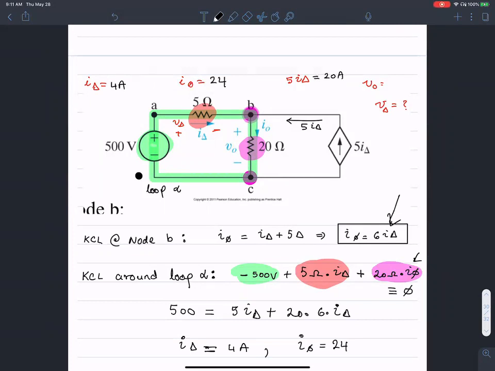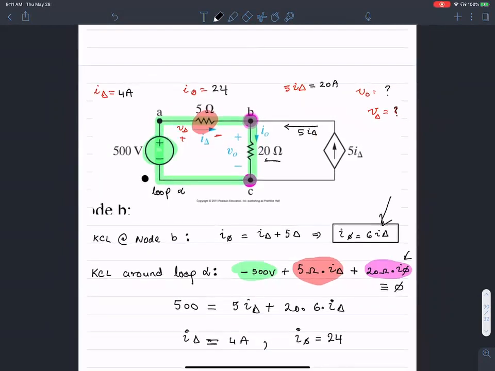Once we have that, I should be able to calculate the value for V naught, which is simply 20 times I naught. And I should be able to calculate all the voltages. Does that make sense? Okay. Questions, please. Questions so far.